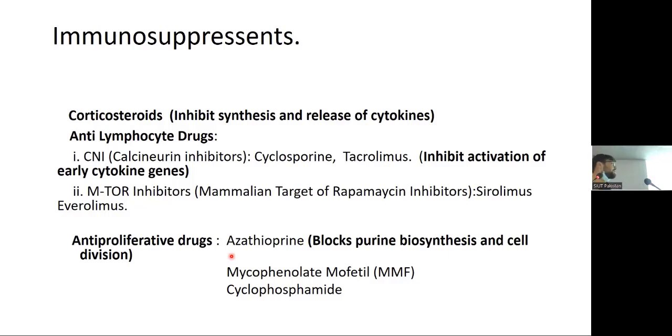The first is corticosteroids, which act by inhibiting synthesis and release of cytokines. Then there are anti-lymphocyte drugs, which can be further divided into CNI inhibitors and mTOR inhibitors. Cyclosporine and tacrolimus are CNI inhibitors, and they basically act by inhibiting activation of cytokine genes. The mTOR inhibitors are sirolimus and everolimus. Antiproliferative drugs are azathioprine, mycophenolate mofetil, and cyclophosphamide, and these act by blocking purine biosynthesis and cell division.